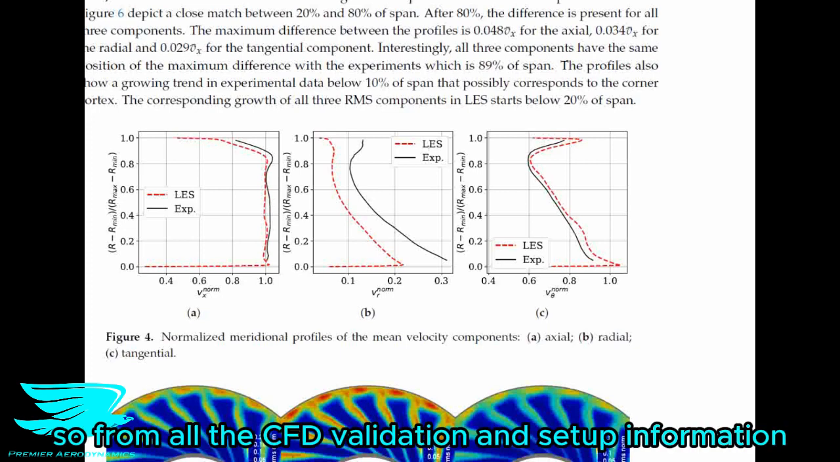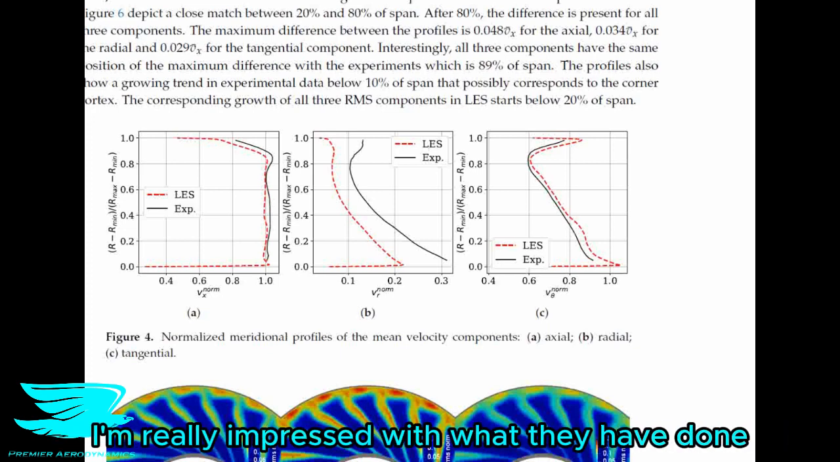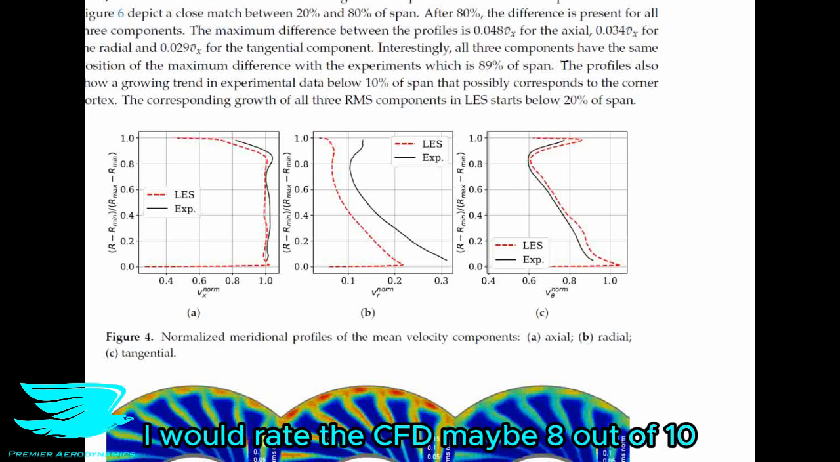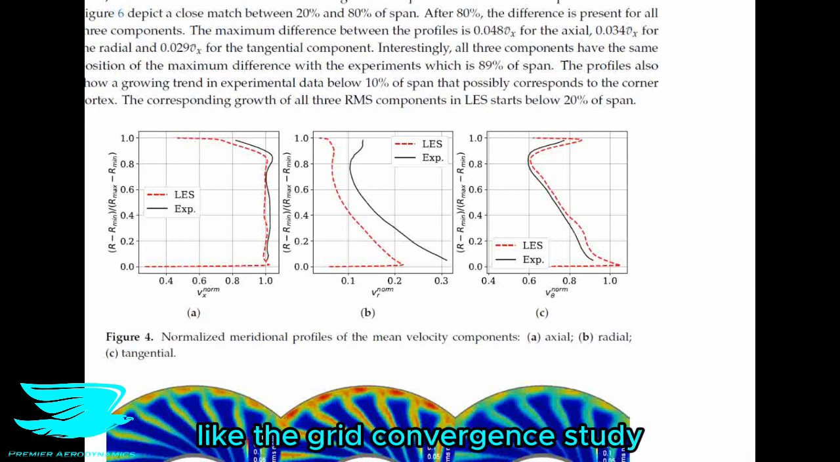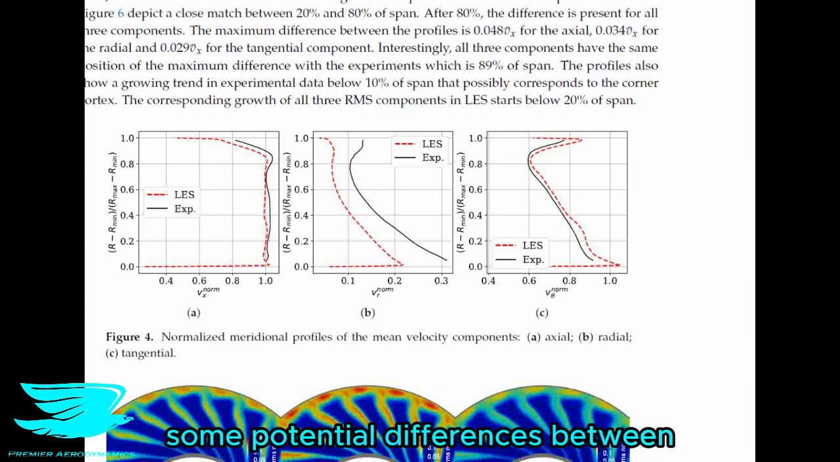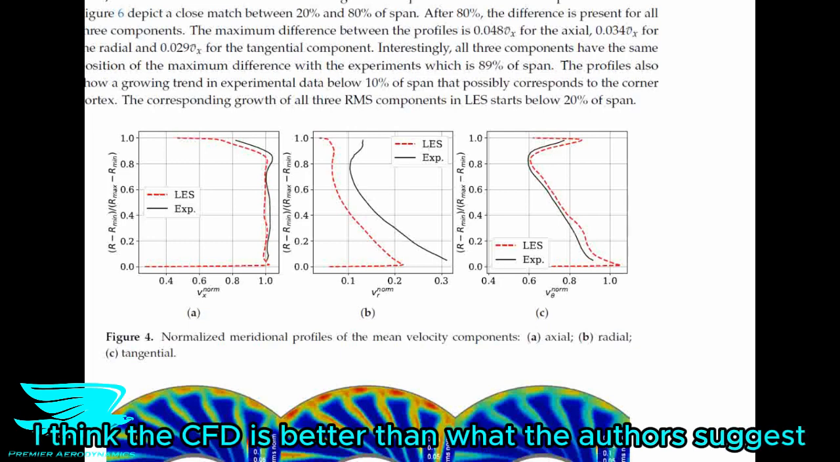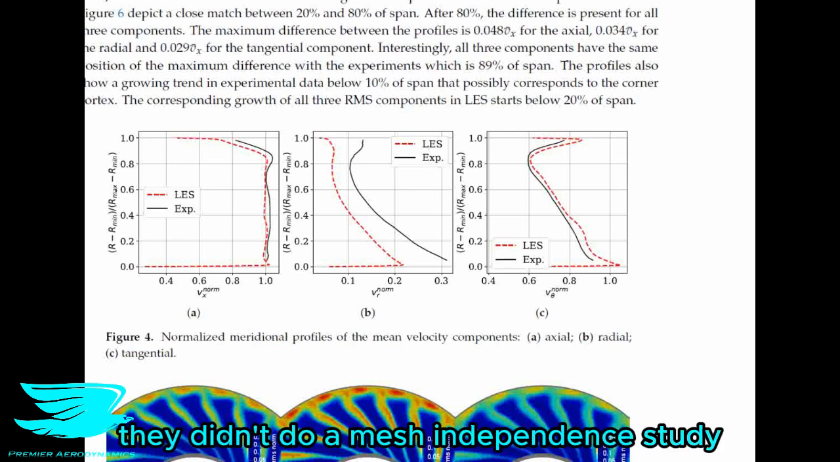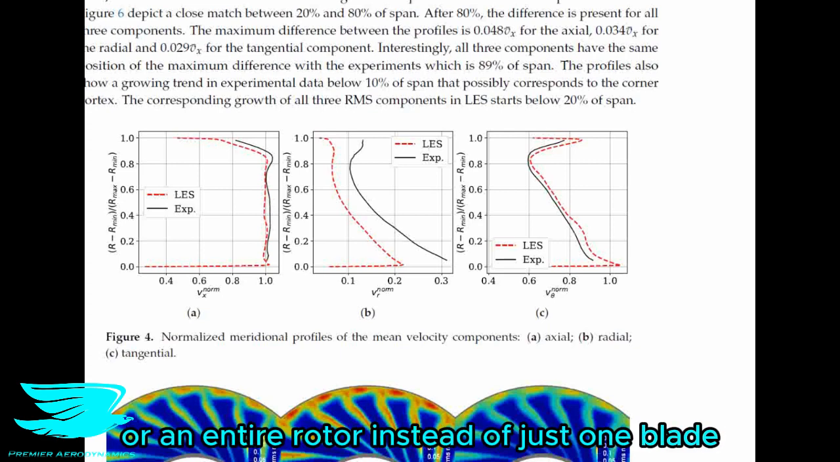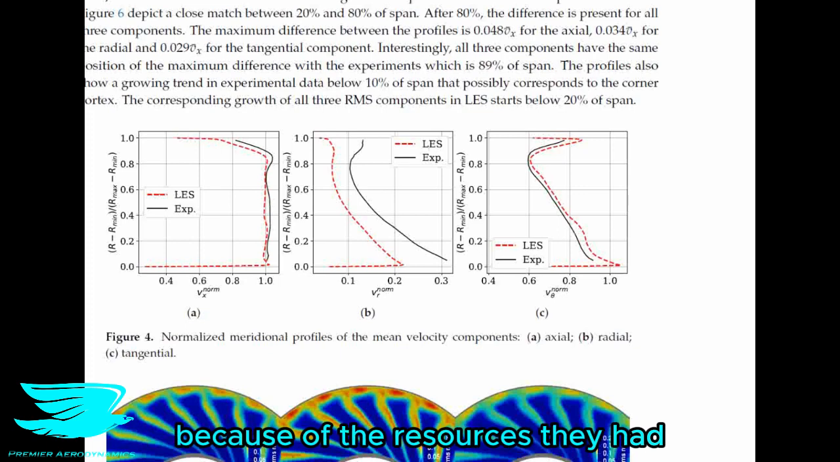So from all the CFD validation and setup information, I'm really impressed with what they have done. I would rate the CFD maybe 8 out of 10 because while there are some potential limitations, like the grid convergence study, some potential differences between the experimental results and the CFD, and the periodic boundary conditions, I think the CFD is better than what the authors suggest. And I can understand that they didn't do a mesh independent study or an entire rotor instead of just one blade because of the resources that they had.